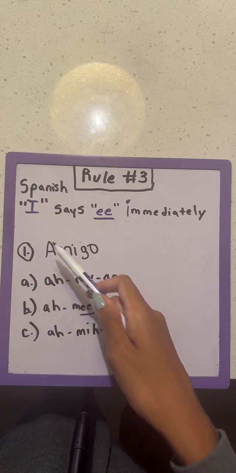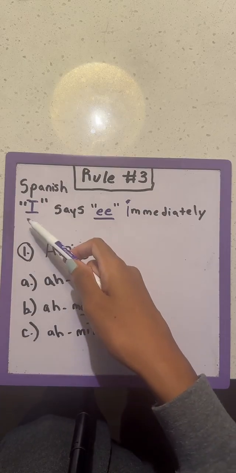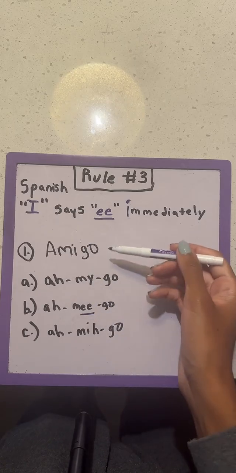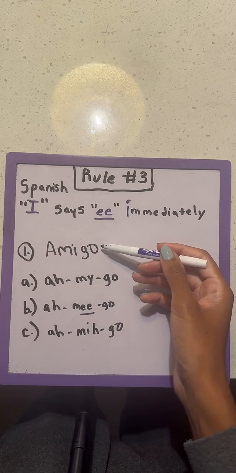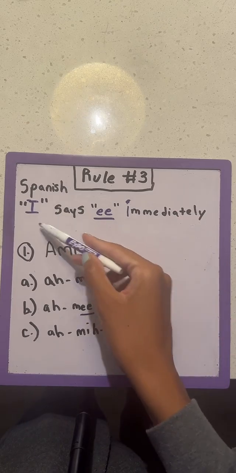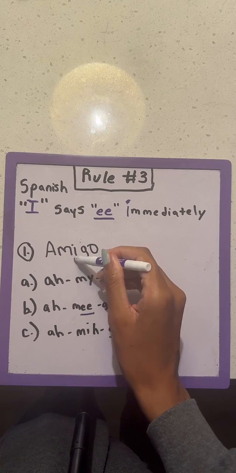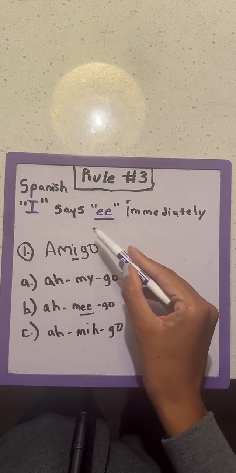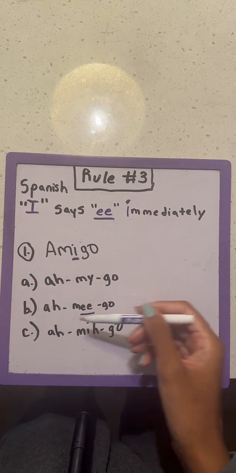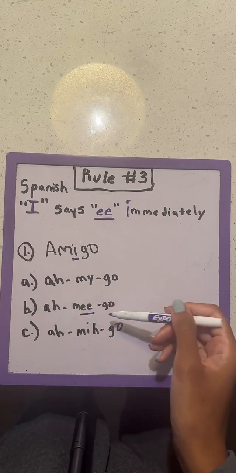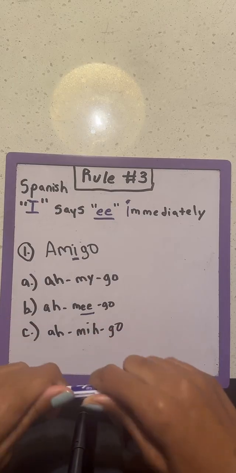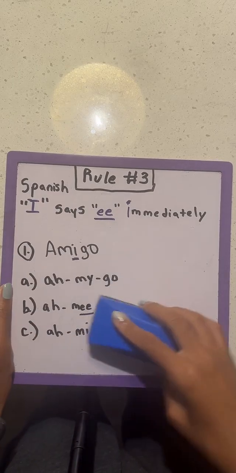So whenever we see the letter E in Spanish, if you're trying to wonder, okay, how do we pronounce it? Like, if you see this word for the first time, how would it be pronounced? All you have to do is remember that the Spanish E says E immediately. We see the Spanish E and it's going to say E. So amigo. Very good job, you all. I knew y'all could do it.